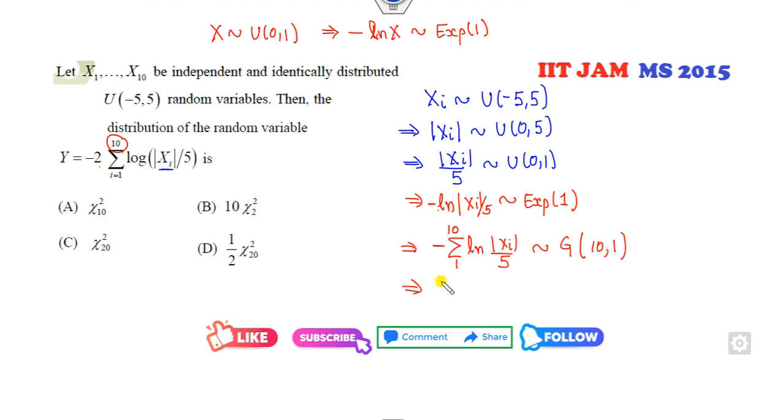So what is the meaning of that? If I say y will follow gamma distribution of 10, 1, then what is the meaning of that? 2y. 2y will follow the chi-square distribution of, what is the double of this degree. Fine, the double of this degree. So I can say twice of this will follow chi-square of double of this degree. So the chi-square of 20 is the right answer of the problem.